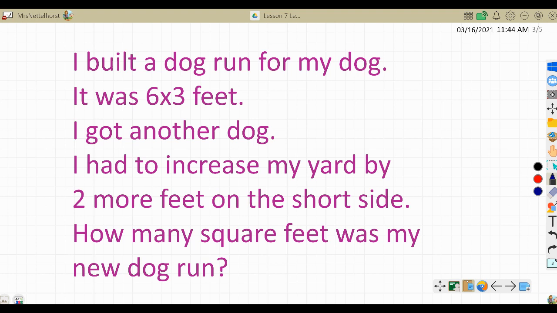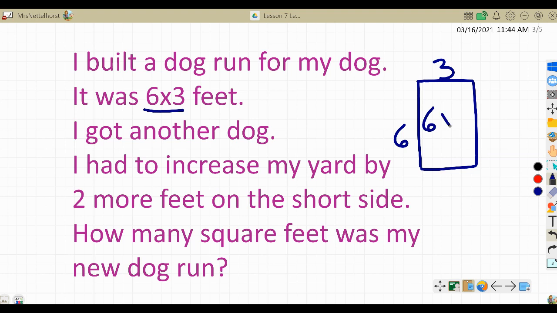So first I'm going to draw my dog run. It's a 6 by 3. So I'm going to have a long side here, short side here, and it is 6 by 3. Okay, and I can show that with multiplication, 6 times 3. Now I need to increase my yard. Increase means to make it bigger by 2 more feet on the short side. So I'm going to, in a different color, add 2 more feet here. So this is 2 by 3.